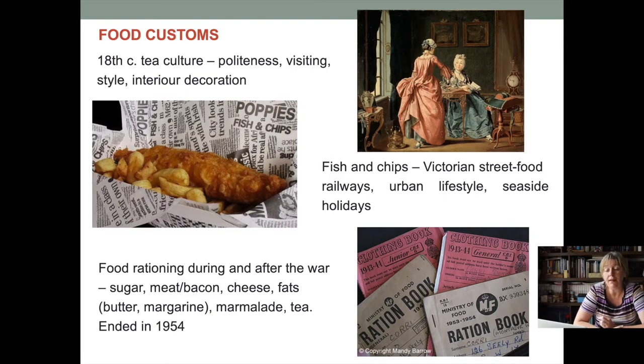But also things like greater attention paid to interior decoration, because if you had fashionable friends for tea, you would like to show a fashionable home. Then in the 19th century, we have the beginning of one of the traditional national foods of England, that is fish and chips. It really starts in the 19th century with the development of the railways, because this is street food.